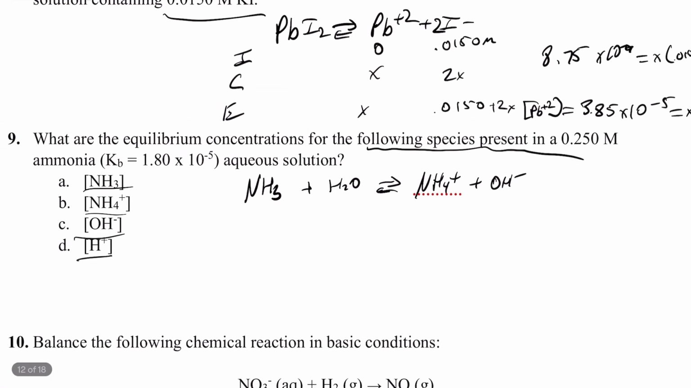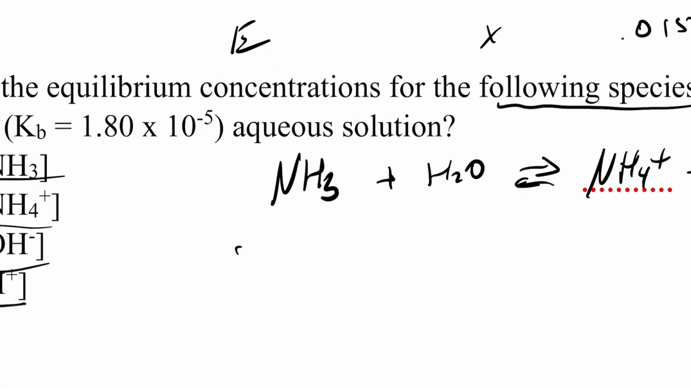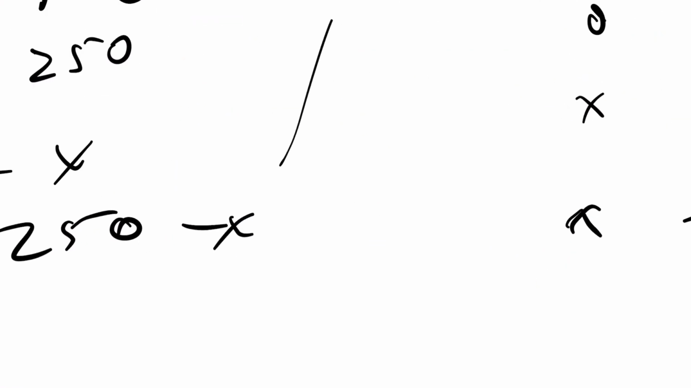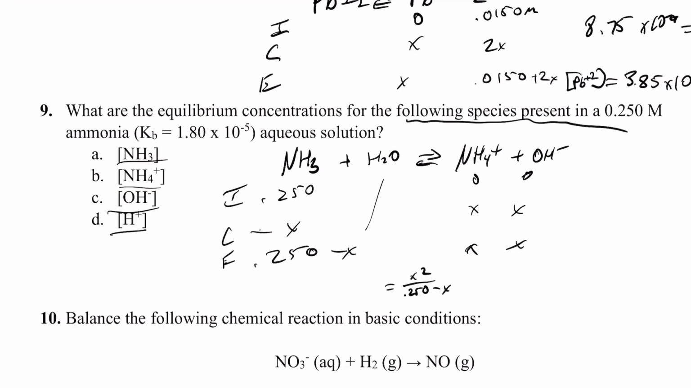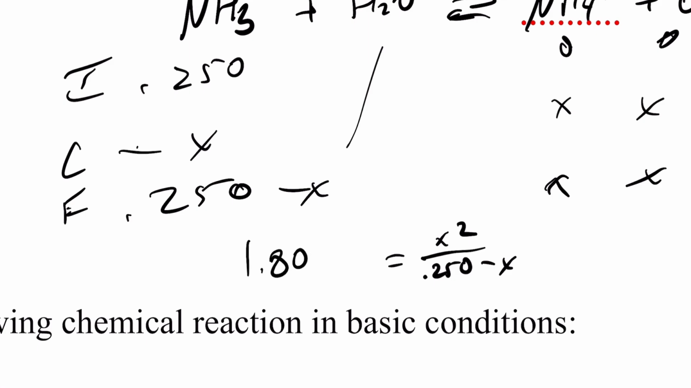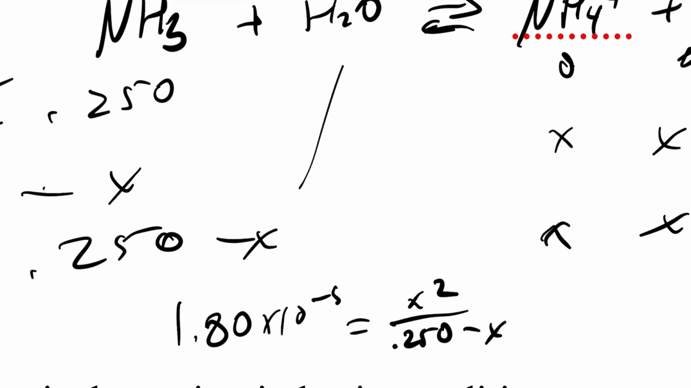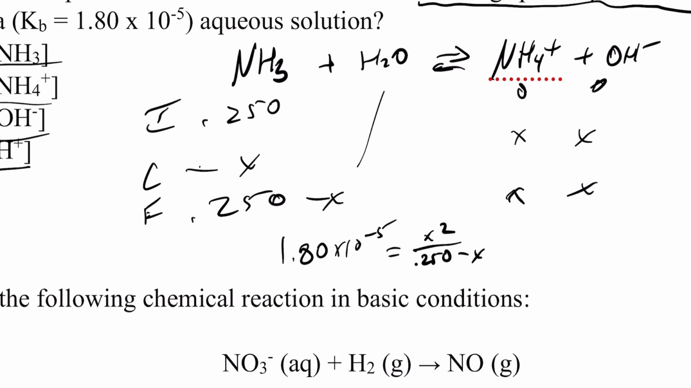So for the equilibrium concentration, this is starting at 0.250. This is ICE. This is 0, 0, right? Minus x, plus x, plus x. Sorry, I'm jumping the gun sometimes. 0.25 minus x. So you're going to have x squared over 0.250 minus x equals Kb. Kb is 1.80 times 10 to the negative 5. Excellent. Okay, let's keep going.